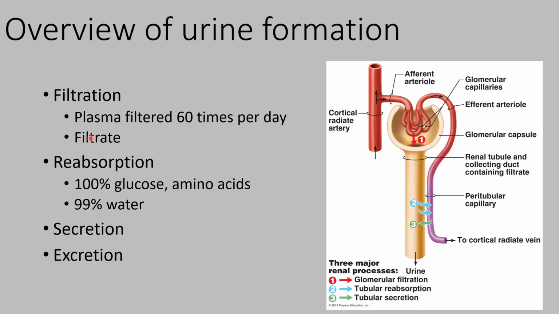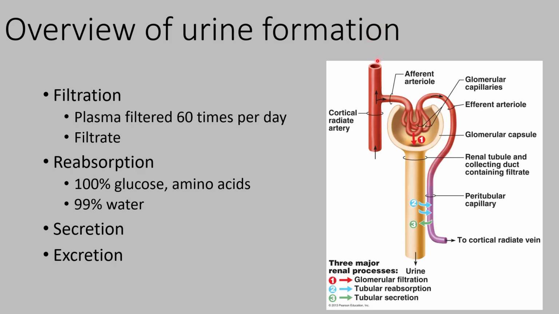So let's put this all together. Filtration is the process of moving the liquid part of blood, or most of the liquid part of blood, from the glomerulus into Bowman's capsule, producing a liquid called filtrate. So Bowman's capsule is constantly being filled up with that filtrate, in the process known as filtration.